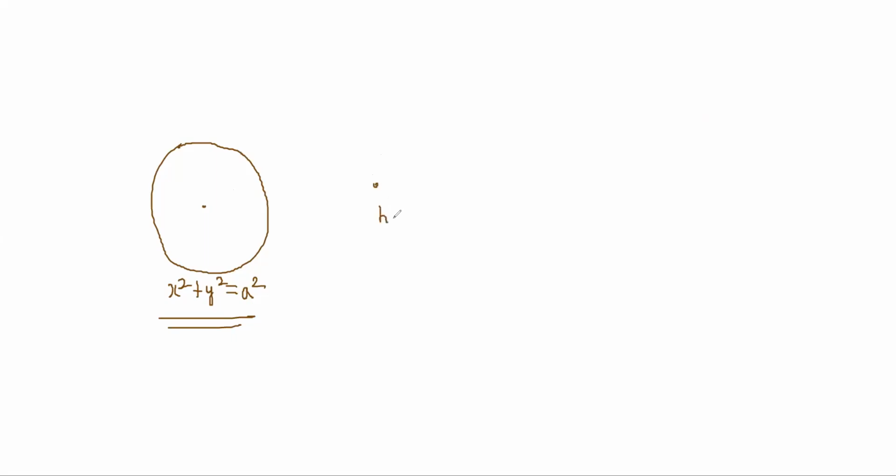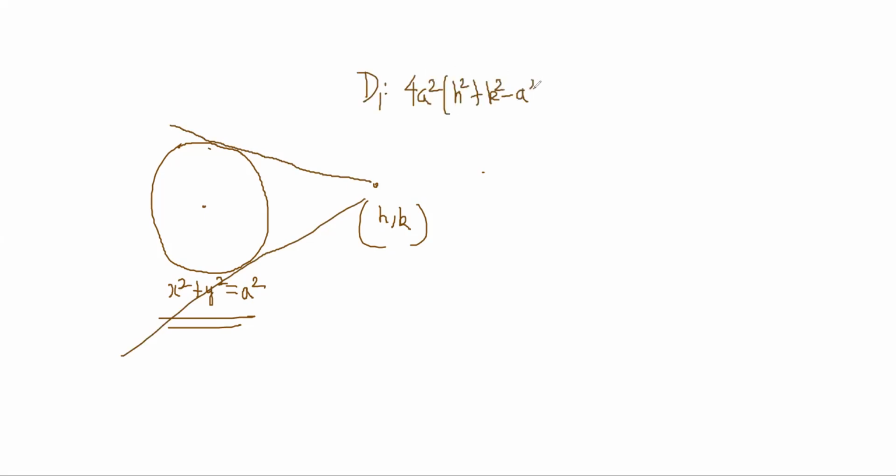Now, if HK is outside the circle, then there are 2 tangents possible, because the discriminant came as 4a square (h square plus k square minus a square). If this is positive, then 2 real roots for m, 2 values of m. Otherwise, if it is on the circle, then 1 tangent only, and if it is inside, 0 tangents, imaginary tangents in that case. Okay, so that is article 160.